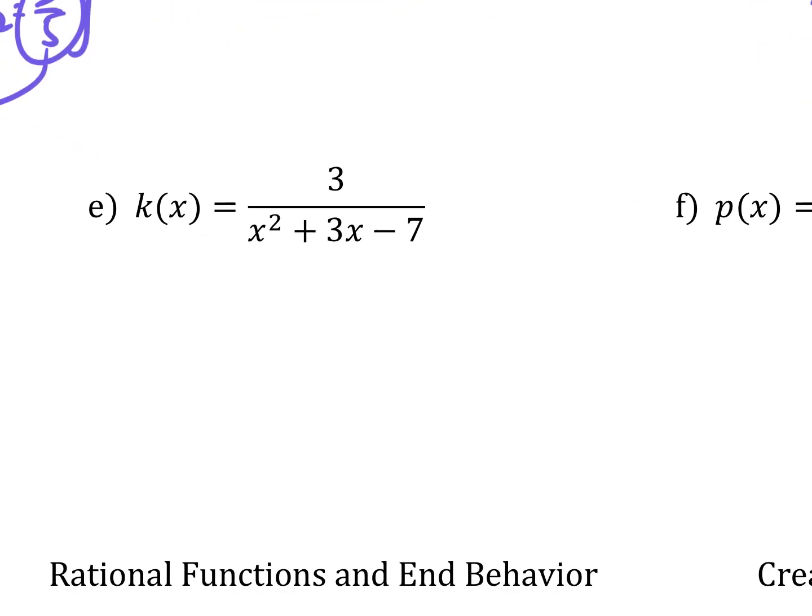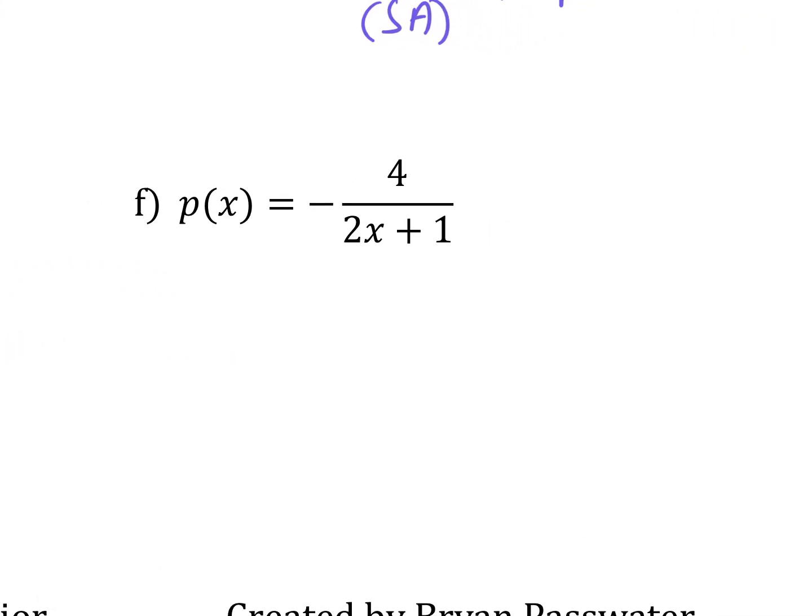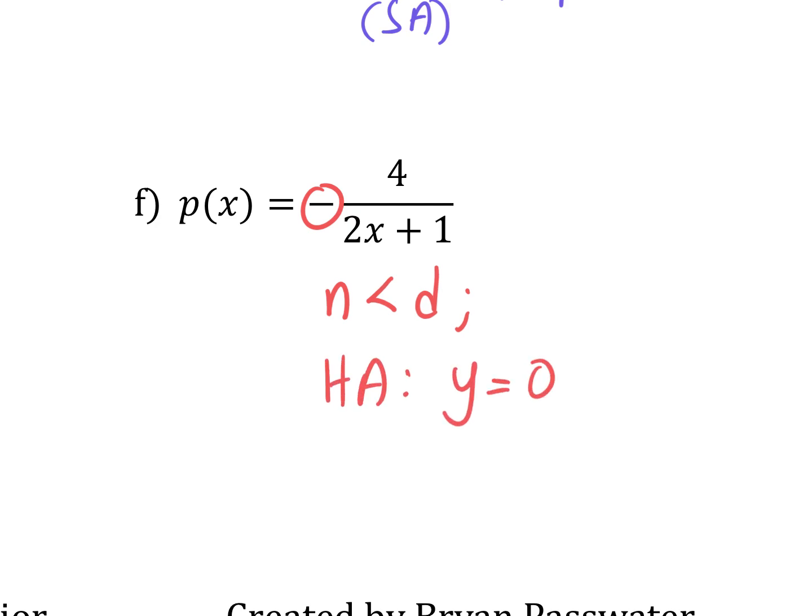Okay, the next, we can see in here that the denominator dominates. It means to say that the numerator is less than the denominator. Therefore, our horizontal asymptote is going to be 0. Next again. Now, I would like you to disregard negative for now. We're just looking at the degrees in here. So we can observe in here that the numerator is less than the denominator again. Therefore, our horizontal asymptote is going to be y equals 0.